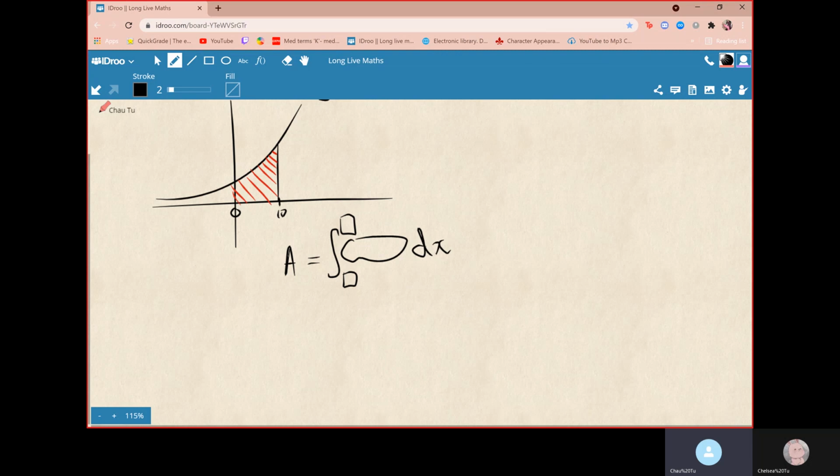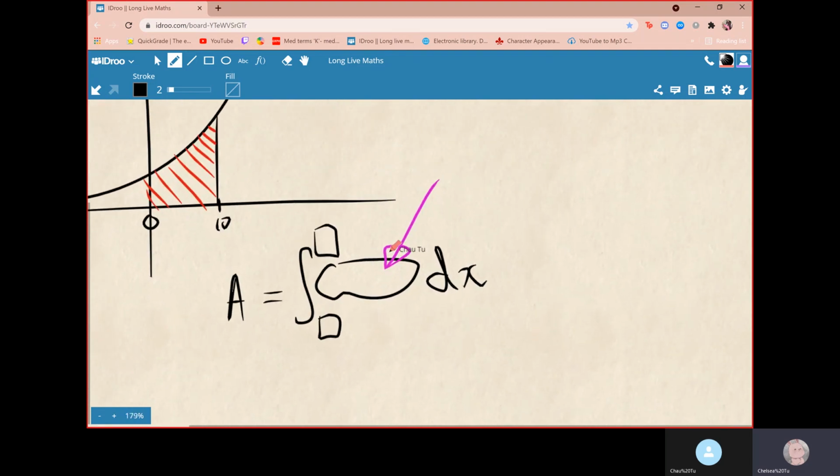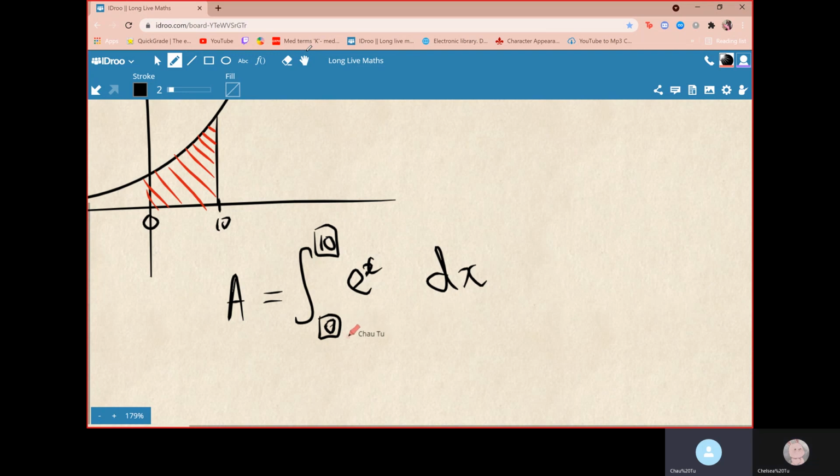What goes in here, Chelsea? e to the power of x. Yeah, e to the power of x. And then from where to where? From 0 to 10. Why do you put 0 at the bottom? Convention. We just came up with that way of doing it. You start here and then you finish up here. So now the area equals what, Chelsea?